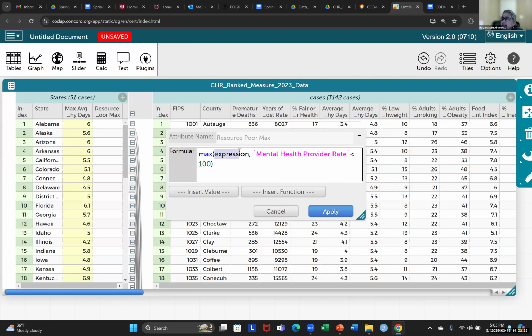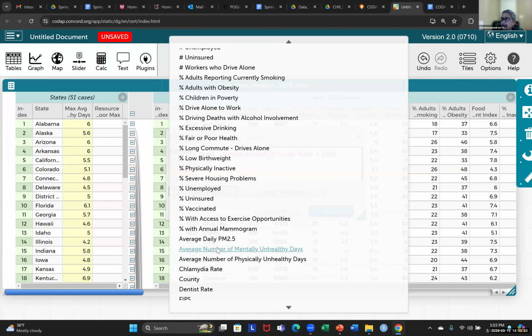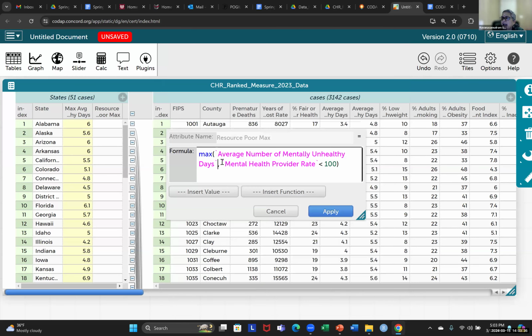And for the expression, again, we are going to choose the maximum of the average number of mentally unhealthy days. So insert value, average number of mentally unhealthy days. And you can see that it automatically puts it in back quotes, etc. I could have typed all of this in as well, but this is easier, and click apply.